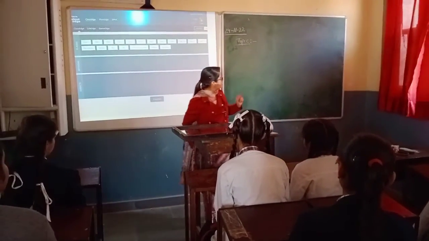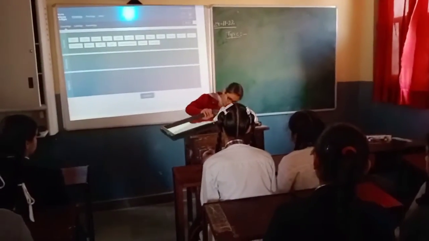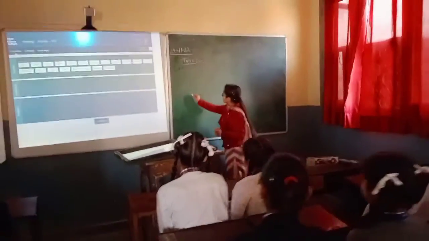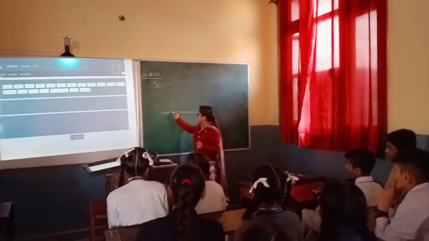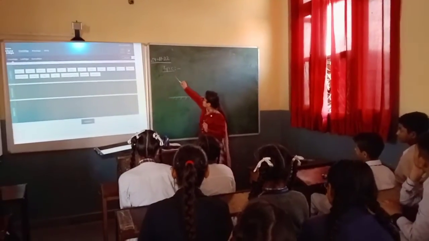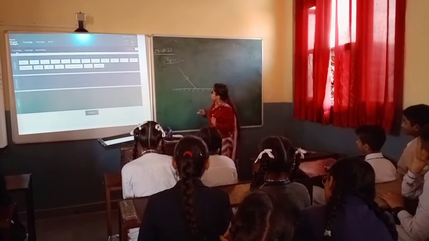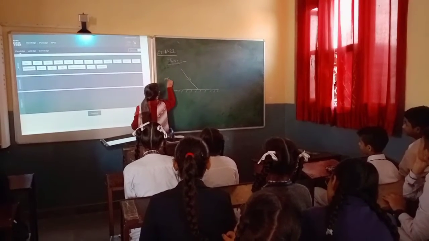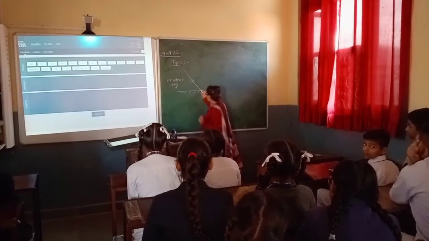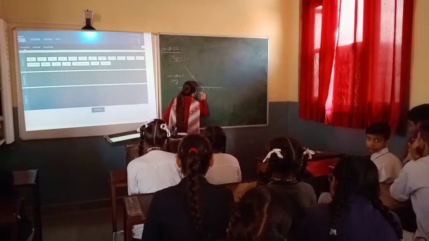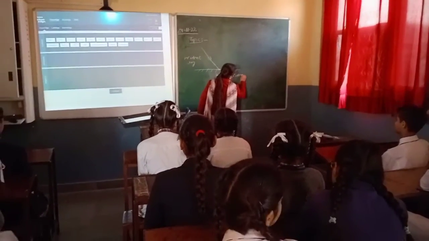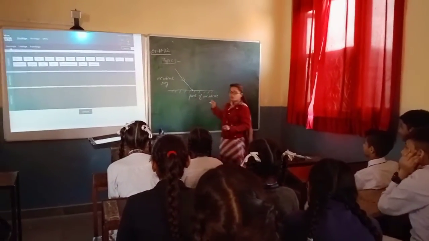Now the ray of light that strikes the mirror is called incident ray. Suppose this is the surface of the mirror. Now light falls on it. जो लाइट मिरर पे पड़ रही है, this is called incident ray. And this point is called point of incidence.